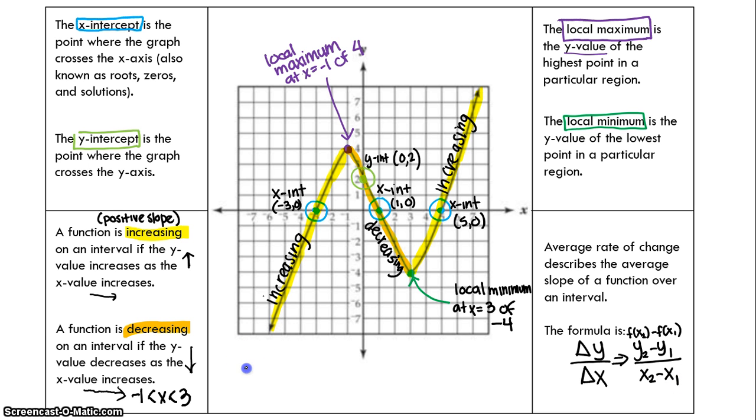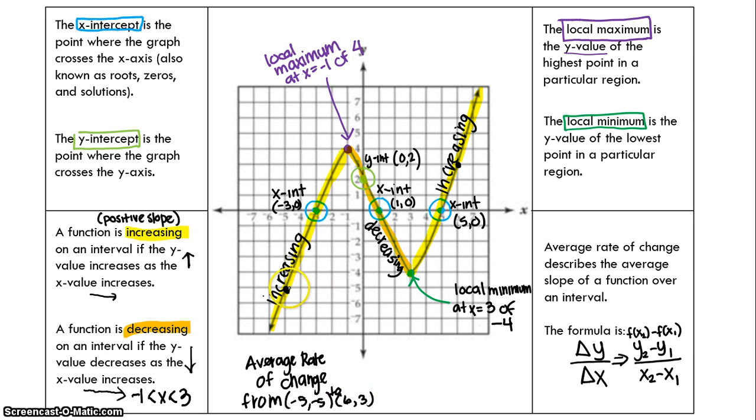So for instance, we're going to do the average rate of change here. And we're going to pick 2 points on our graph. So I'm going to pick a point here. I'm going to pick the point -5, -5. And then on the other end, let's find a nice clear point. Let's pick this point right here. So that point would be 6, 3. From -5, -5 to 6, 3.